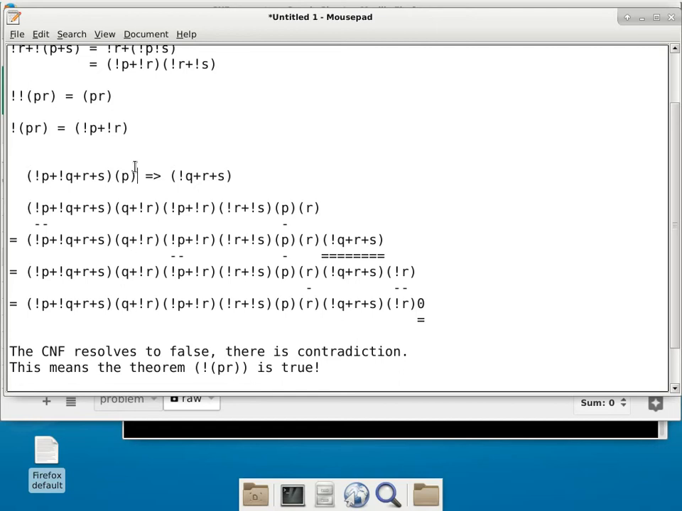Because the theorem that we are trying to prove is the negation of P and R, right? But the negation of that is just P and R. And that's why we introduce P and R into the entire CNF and then try to resolve to false. Is that answering the question or not?